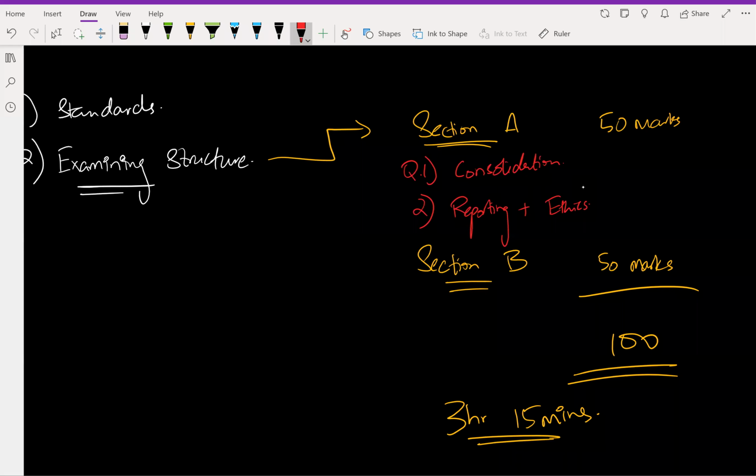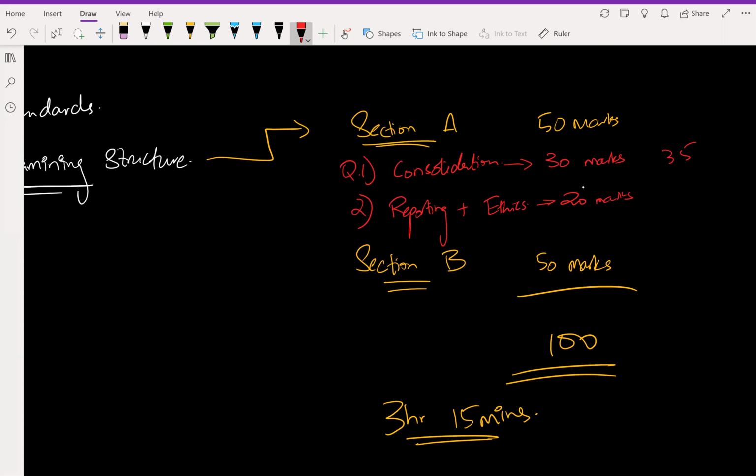Now the bifurcation of marks: consolidation is tested wholly and solely in question number one. Obviously, you can get consolidation questions in section B as well, but question number one in section A is allocated to consolidation. So you will certainly get this question for at least 30 marks, with the remaining 20 for question two. There could be a bifurcation of 35 and 15 as well. But again, consolidation will be the major chunk of section A.